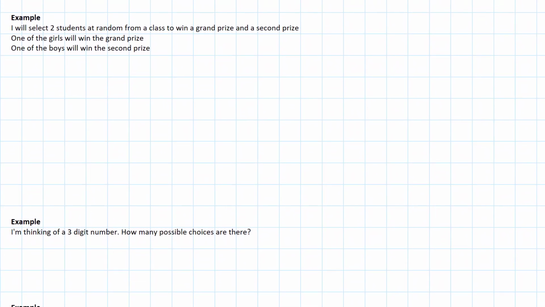So let's take a look at another one. I'm going to select 2 students at random to win a prize. It's going to get a grand prize and a second prize, but I've got a special rule in here. One of the girls in the class is going to win a grand prize, and one of the boys is going to win the second prize. Just look at the possible outcomes this way. Well, in this particular class, I'm going to go pretty simple. I'm going to define my sets to start off with. So my set of girls, let's do an A and let's do a J. And my set of boys, we'll go a little bit bigger on this.